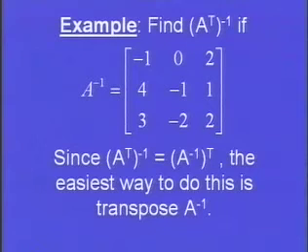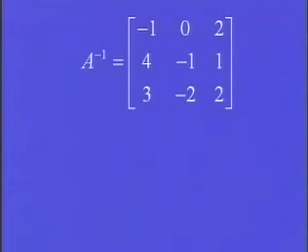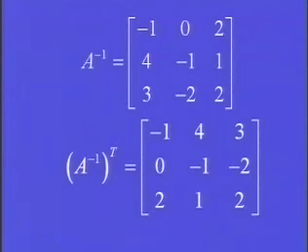How hard is it to transpose A inverse? Well, you just take A inverse, and the rows of A inverse are going to become the columns of A inverse transpose. Okay, so you can see there, the -1, 0, 2 was the first row of A inverse. Now it's the first column of A inverse transpose, and so on. So really that question was quite easy once we remembered the theorem.